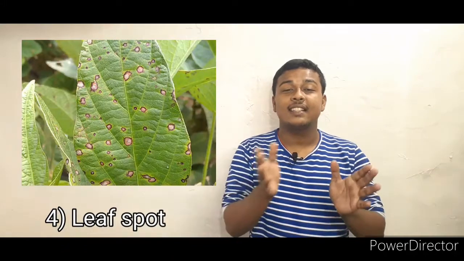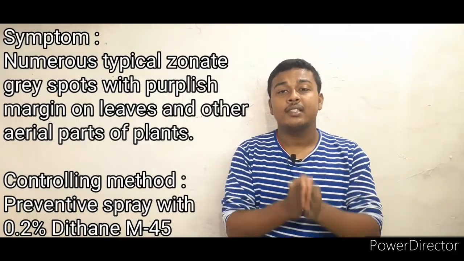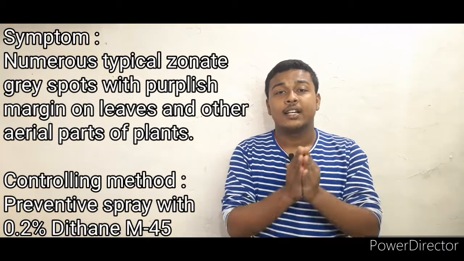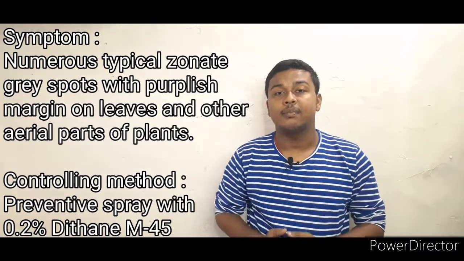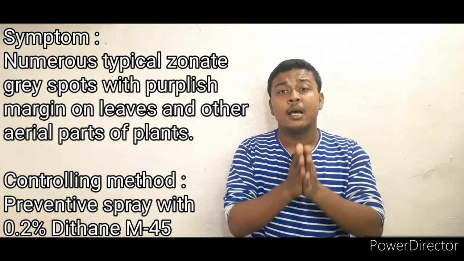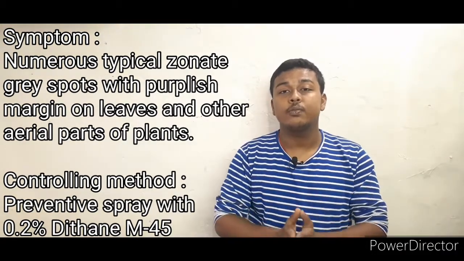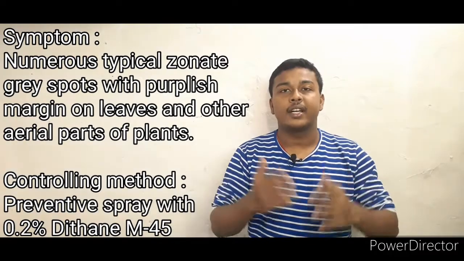Now the next disease is the leaf spot, and the symptom of this disease is numerous typical zonate gray spots with purplish margin on leaves and other aerial parts of the plant can be seen. And to control this, preventive spray with 0.2% of Dithane M-45 can be sprayed.